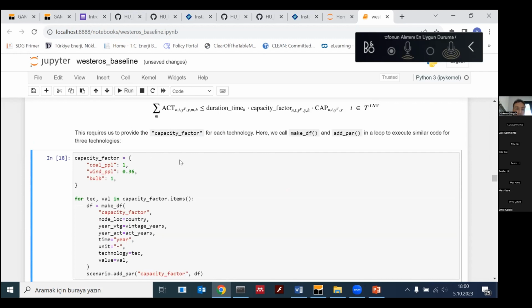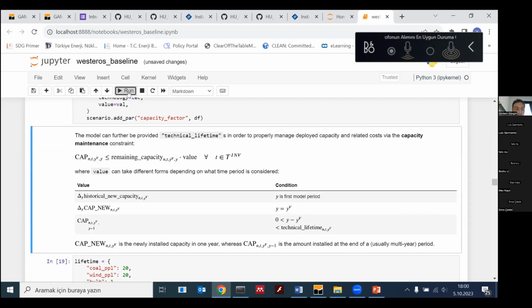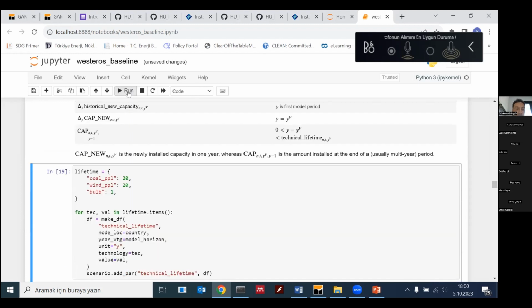our constraints, where we have our coal power plant is available during the time horizon, whereas here we define simply our wind power plant, which is available 36% of the time. And we have the light bulb, which is again available on demand. We have the lifetimes of the technologies.